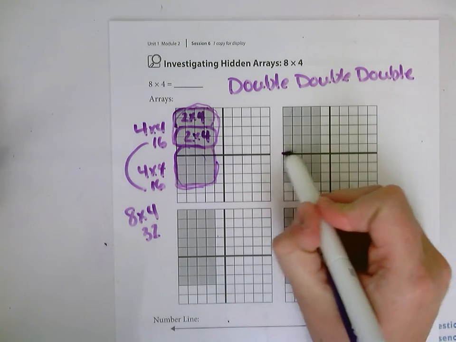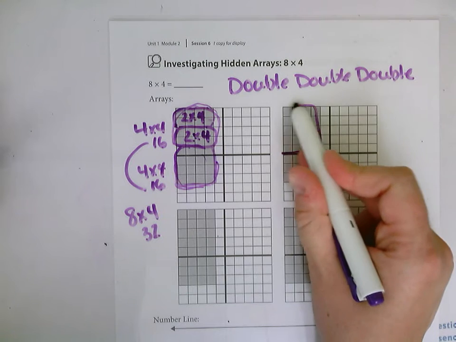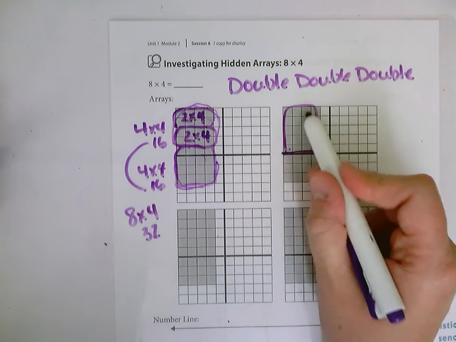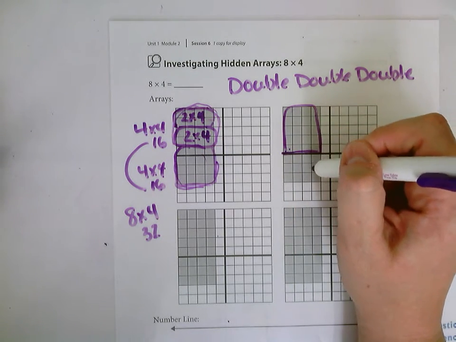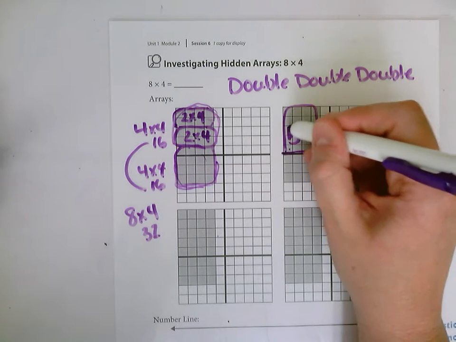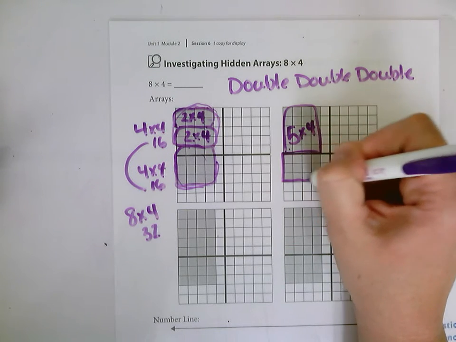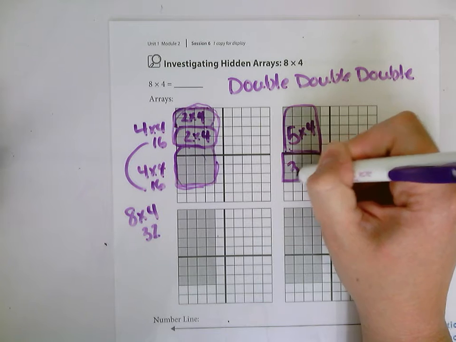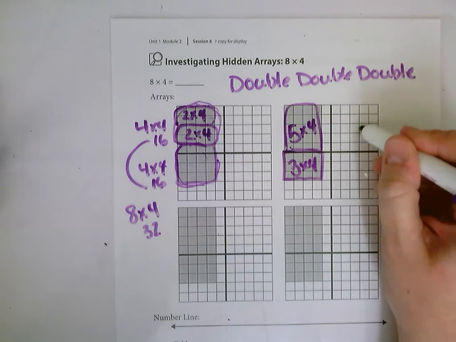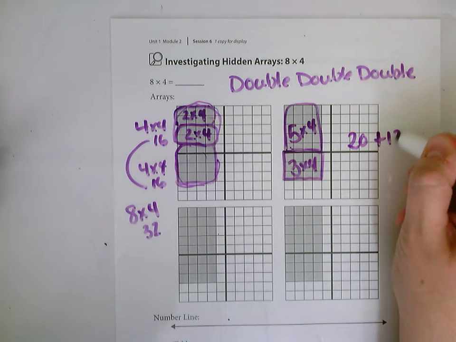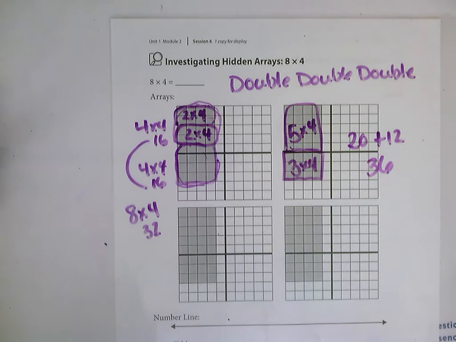You can also go ahead and break it into the 5. So here I have 5 times 4 over here, and then I've got 3 times 4. So I would have 20 plus 12, which equals 32. So those are some that you can use on your classwork today, and I'd like you to find 2 more on your own. But let's show the double on our number line.